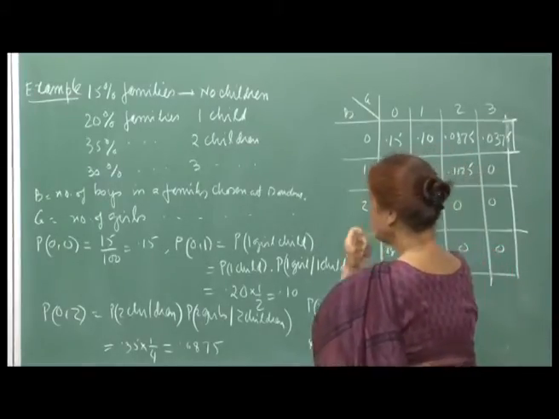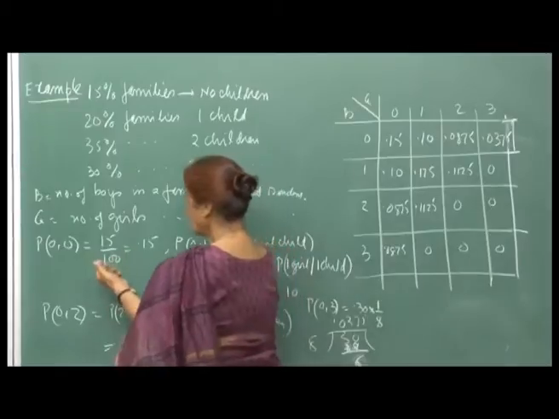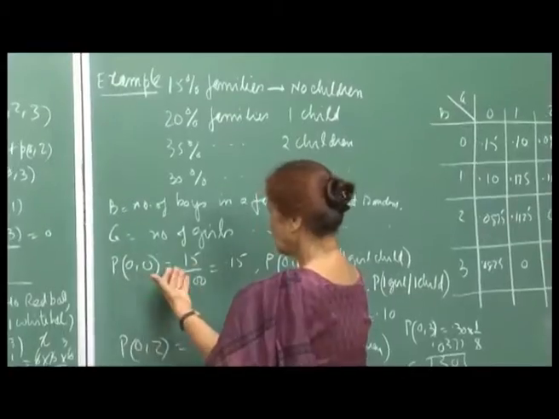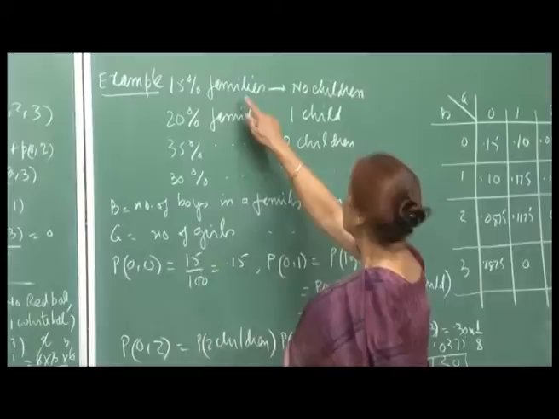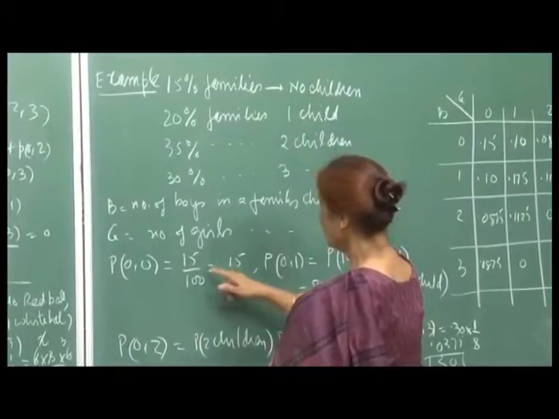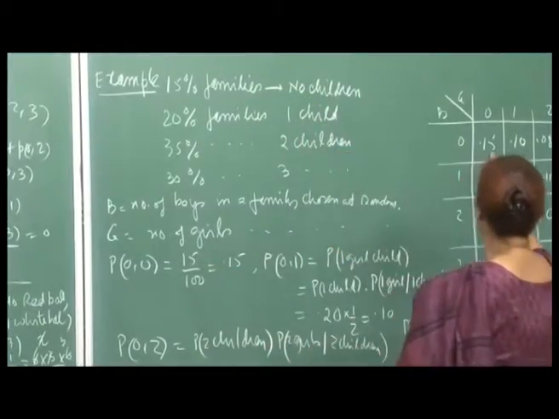So, if you want to compute P00, that means no children. Of course, this is straightforward, you know that 15% of the families have no children. So, this is simply 0.15, which we write here.